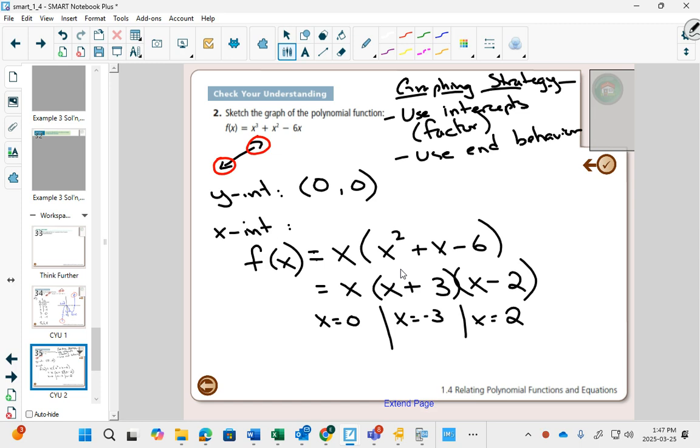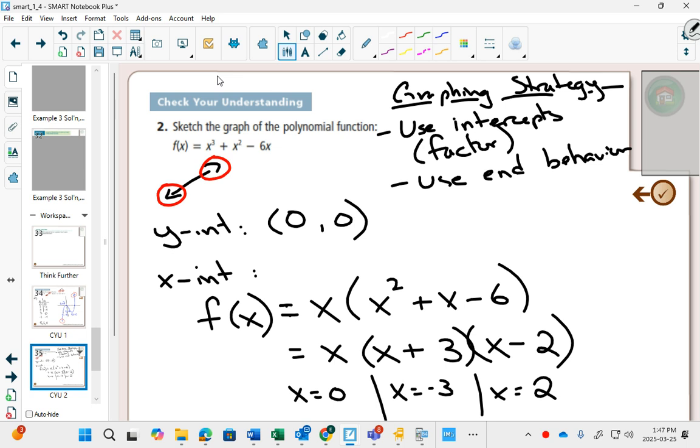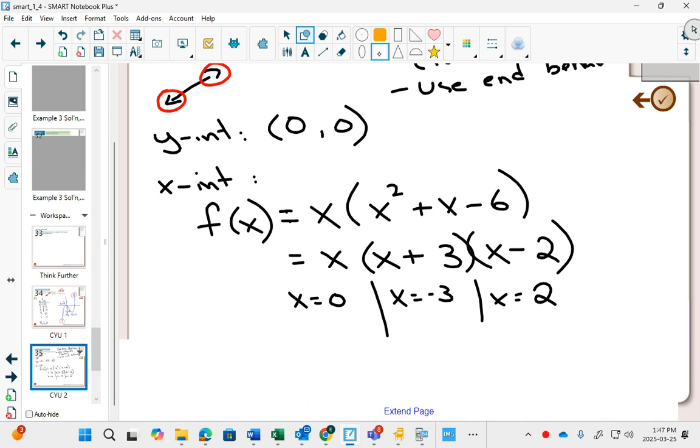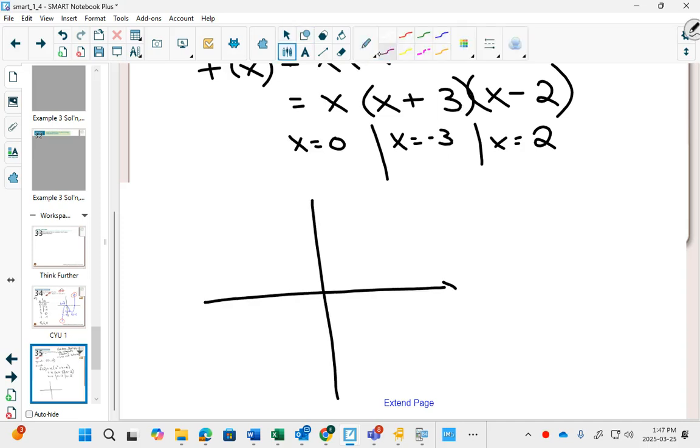And the reason this is a strategy for graphing, let me just make it a little bit wider, bigger for you guys to see. The reason this is a nice strategy for graphing is because once you have your x-intercepts and your y-intercepts and your end behavior, if you draw a smooth curve after that point, life is good. So this is what it's going to look like.